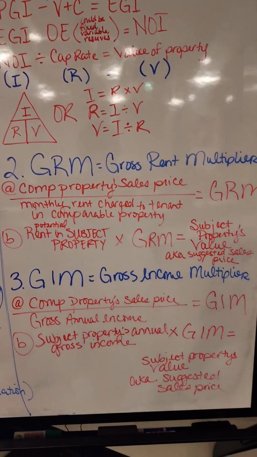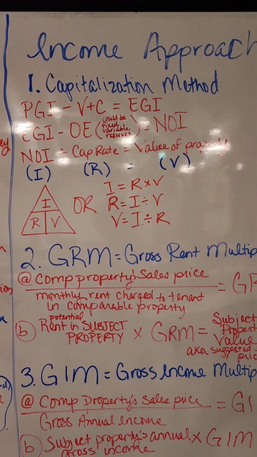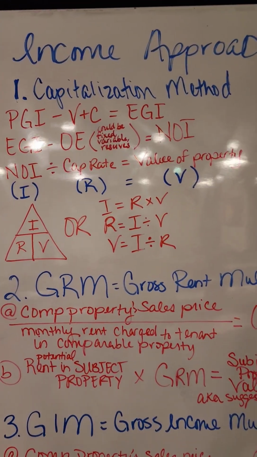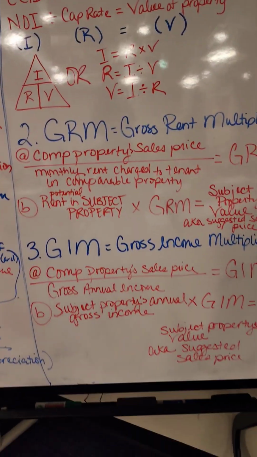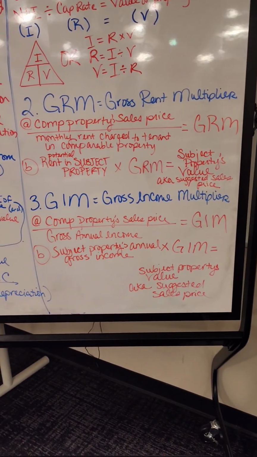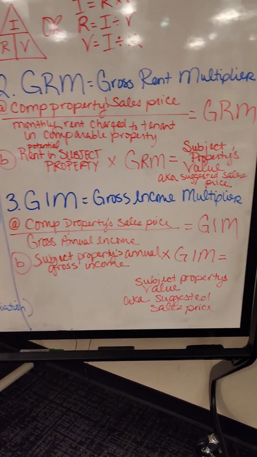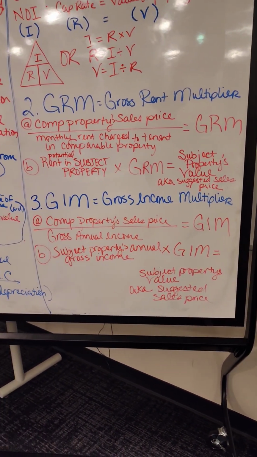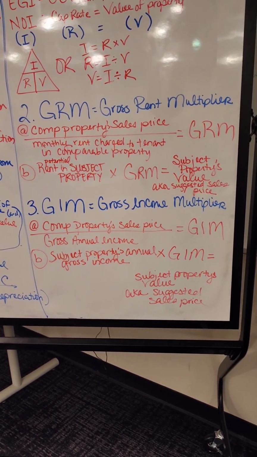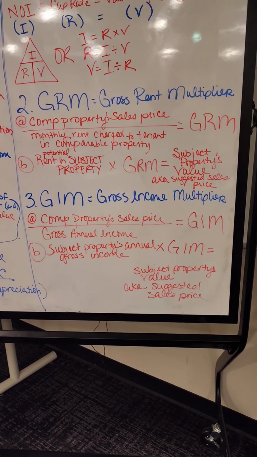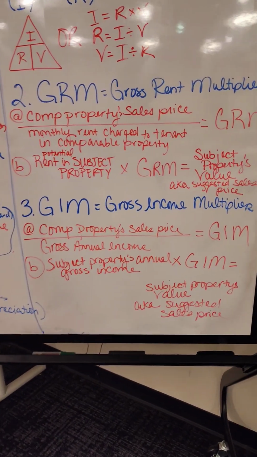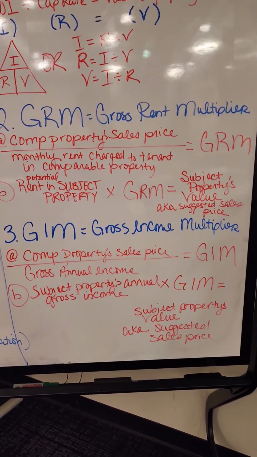You have to memorize what this looks like in terms of how they are related to one another. For test purposes, they will give you 2 out of 3 for the capitalization method, and you must know how to plug and play. Number 2, gross rent multiplier. This one is based off of comp properties, what they sold for, and how they're currently performing. So here, the GRM is a factor.